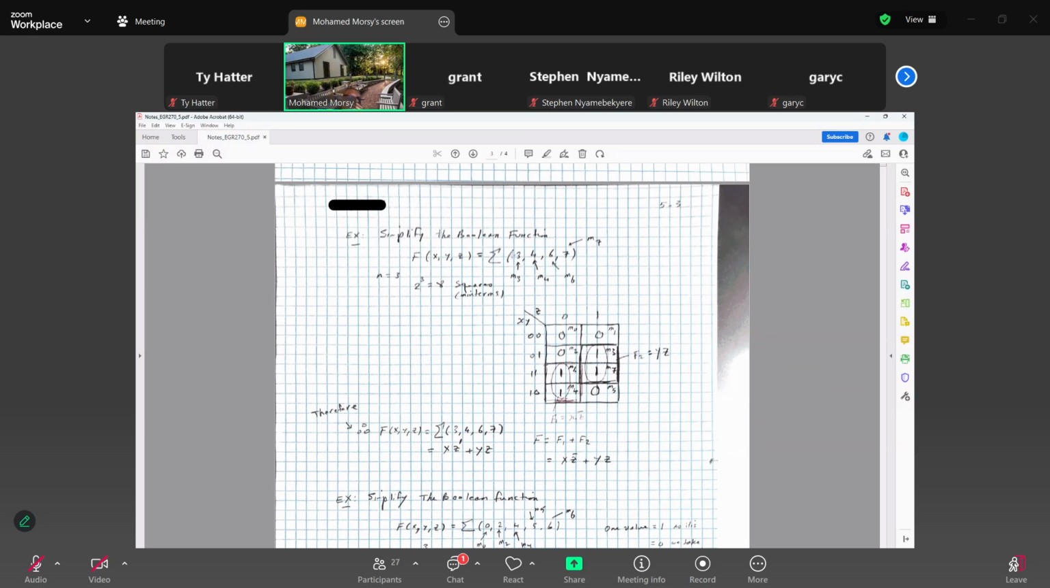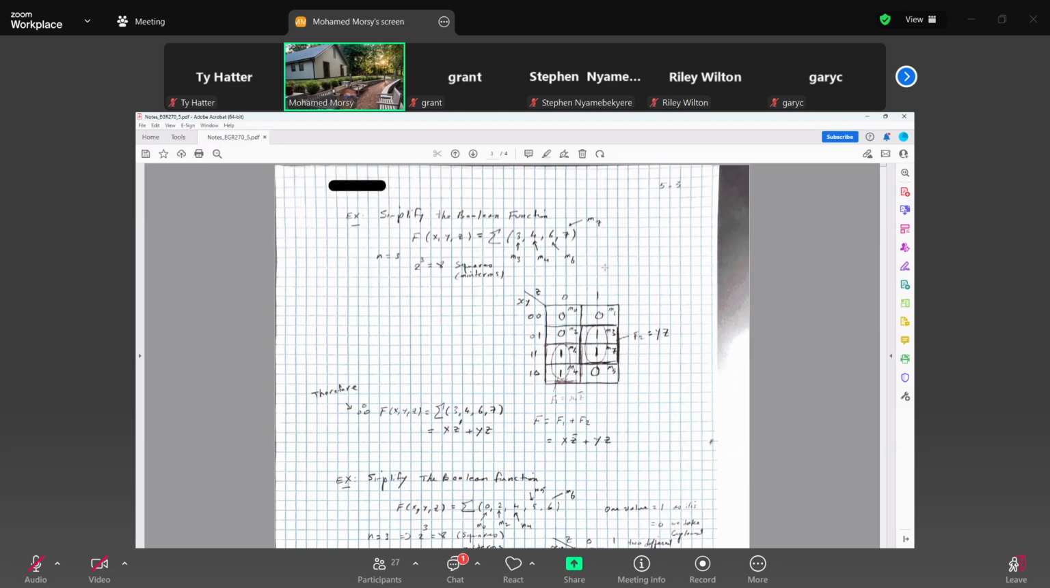So this means M3 is 1 in the Karnaugh map, M4 is 1, M6 is 1, and M7 is 1. And we need the Boolean function, or F as an expression, of course in terms of the product term.